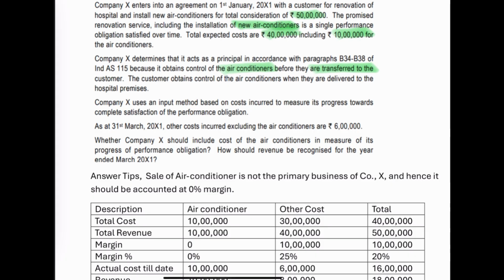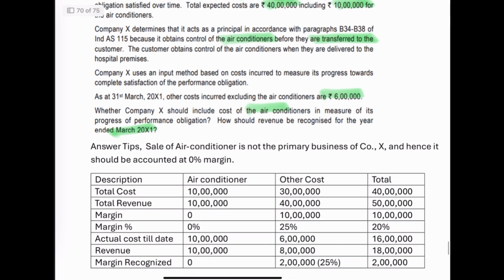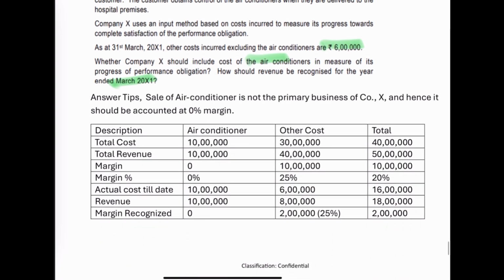As of 31st March 2021, other costs incurred excluding the air conditioner are given as 6 lakh rupees. So the question is whether company X should include the cost of the air conditioner in measurement of its progress of performance obligation. How should revenue be recognized for the year ended 31st March 2021? Okay, we'll go through the answer.